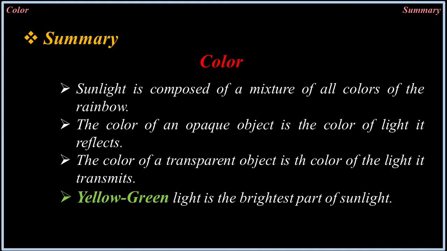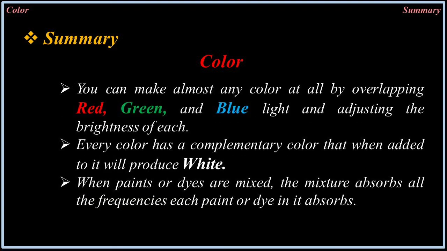Summary. Sunlight is composed of a mixture of all colors of the rainbow. The color of an opaque object is the color of light it reflects. The color of a transparent object is the color of the light it transmits. Yellow-green light is the brightest part of sunlight. You can make almost any color at all by overlapping red, green, and blue light and adjusting the brightness of each. Every color has a complementary color that, when added to it, will produce white.